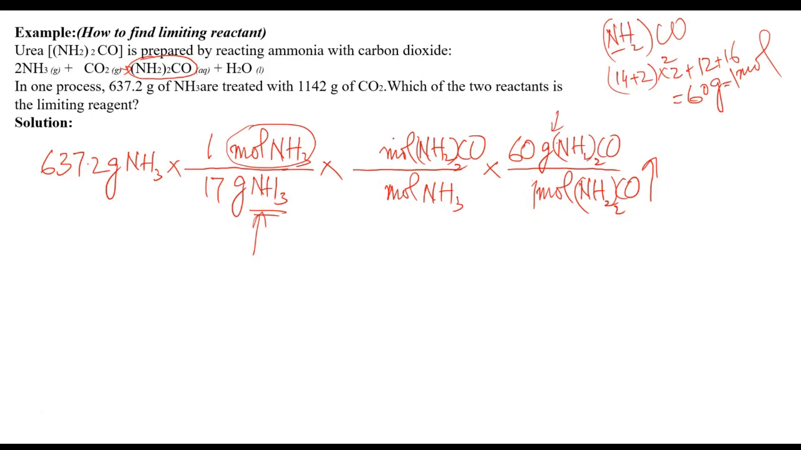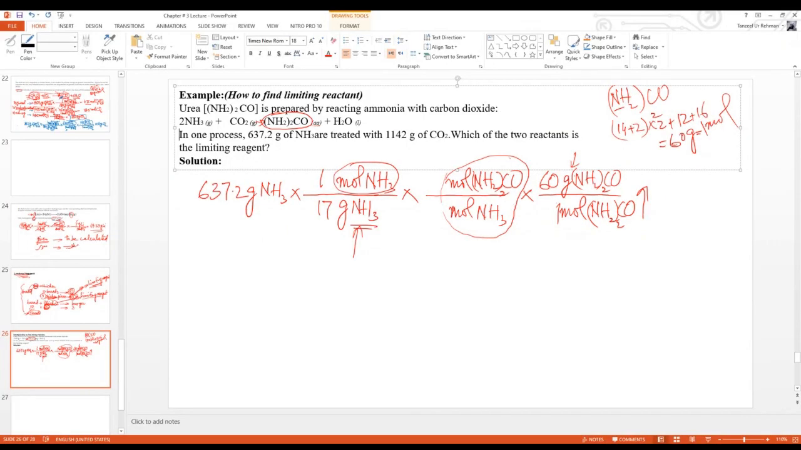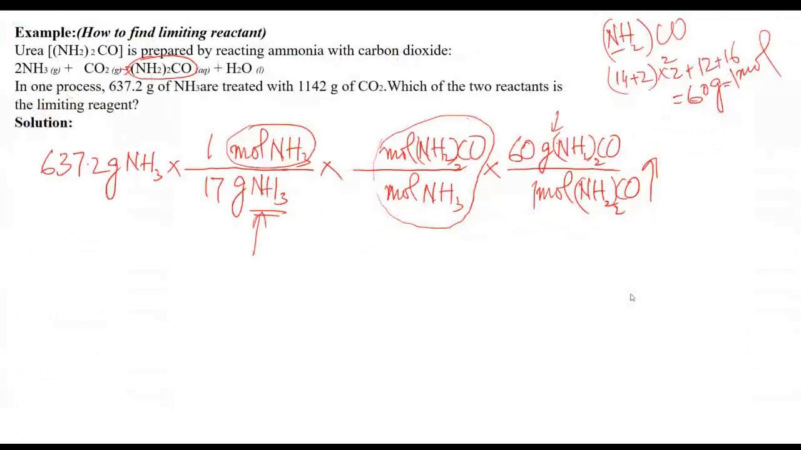Okay. Now what will you write here? Boys, look. Here you have ammonia that is given. How many moles of ammonia? 2. You will write 2 with ammonia. And how many moles of urea? 1. 1 with urea. So when you have finished, cancel gram of ammonia, cancel mole of ammonia, cancel mole of urea.